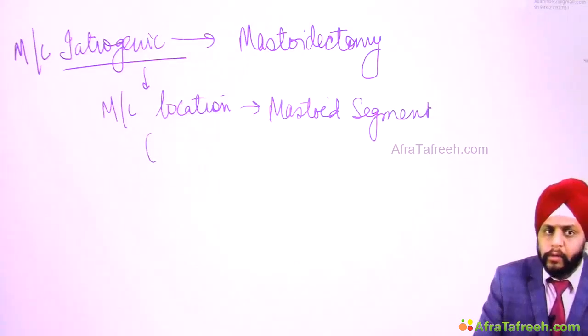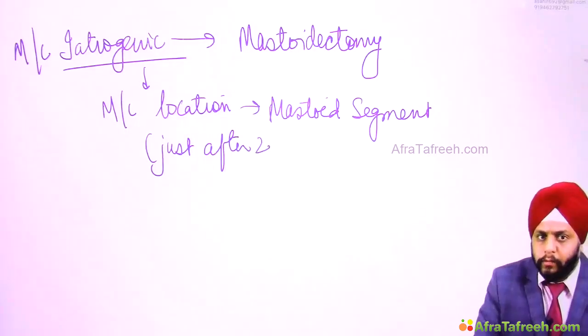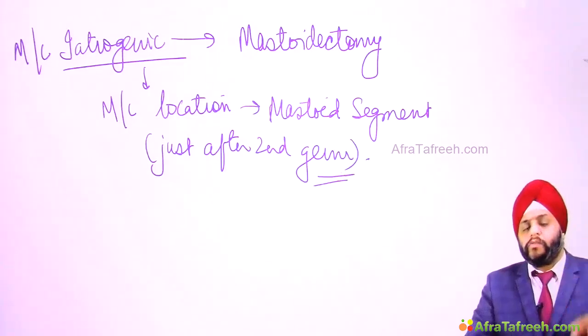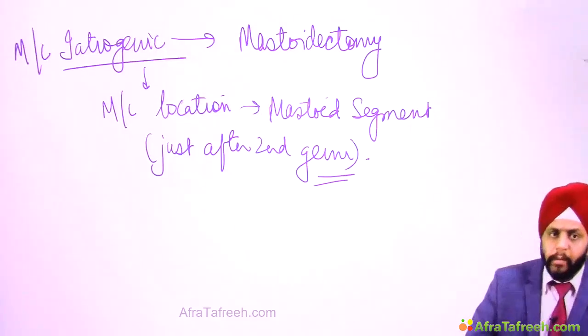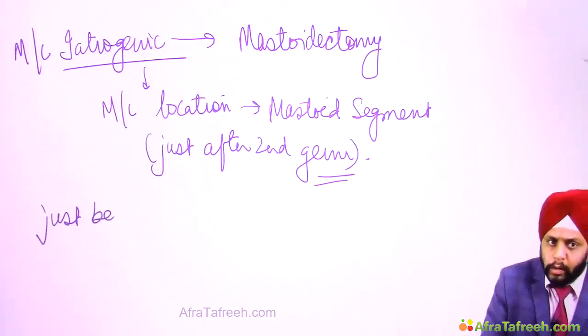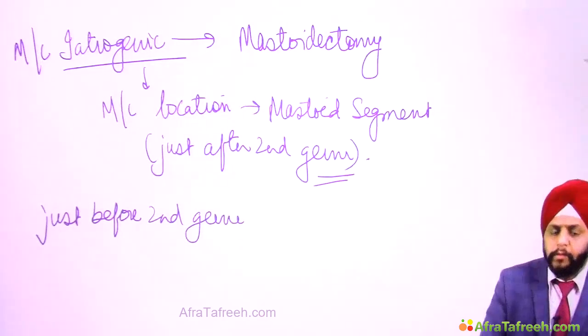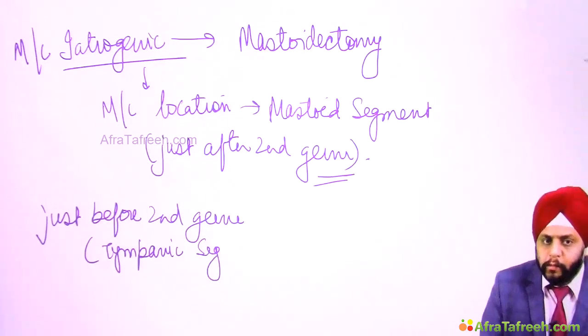All right, just after second genu. This is the part which is most commonly injured during mastoidectomy. Okay, remember that just before second genu, it will be the tympanic segment, the horizontal segment. Just before second genu, the tympanic segment.